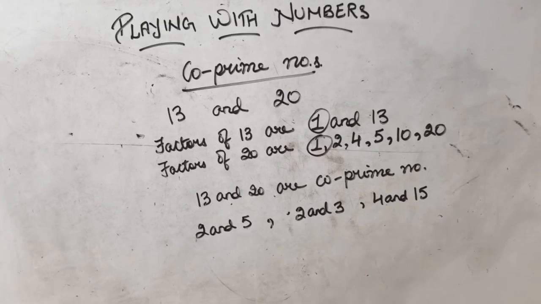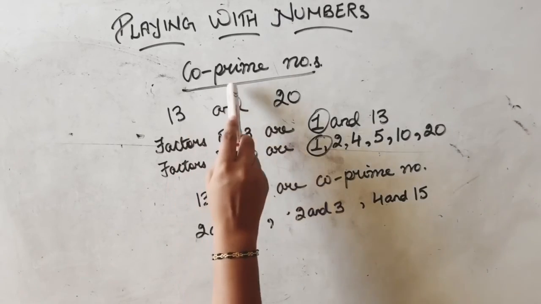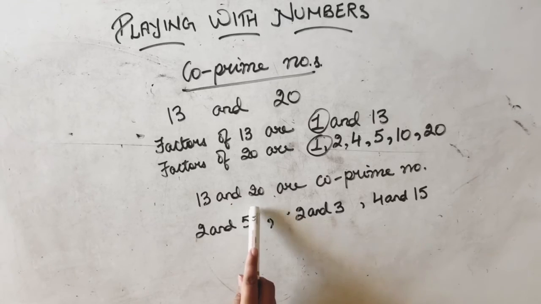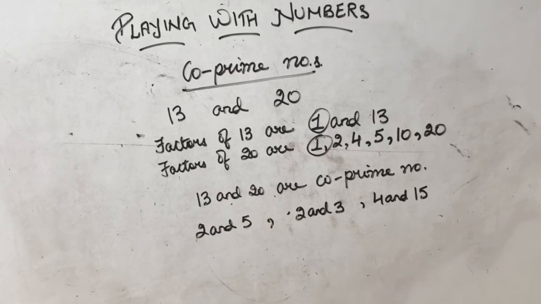Single number co-prime नहीं होता. Single number is prime number. और अगर co लिखा है co-prime numbers, then it means it is a pair of numbers. The pair of numbers in which only 1 is the common factor, those numbers are known as co-prime numbers.